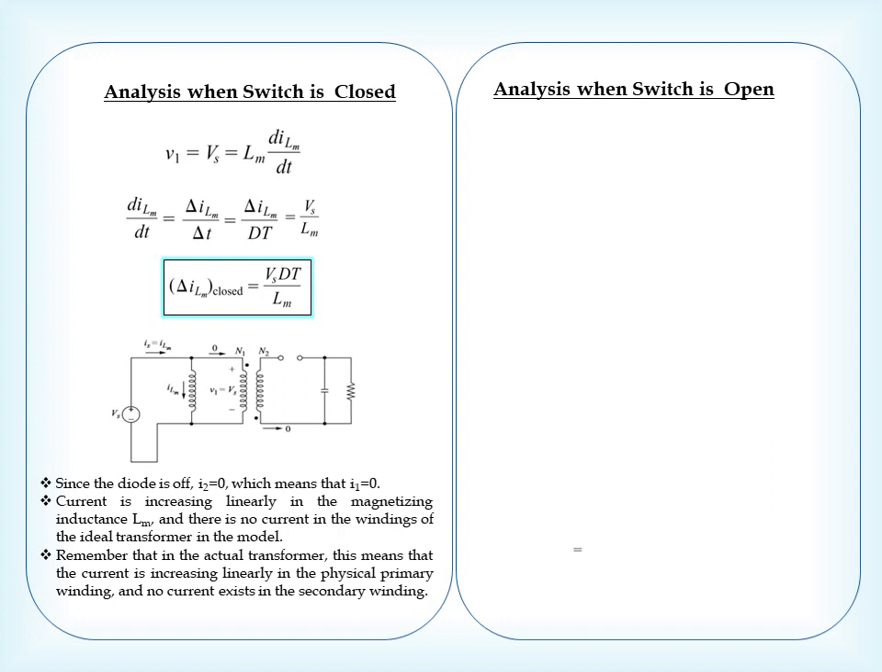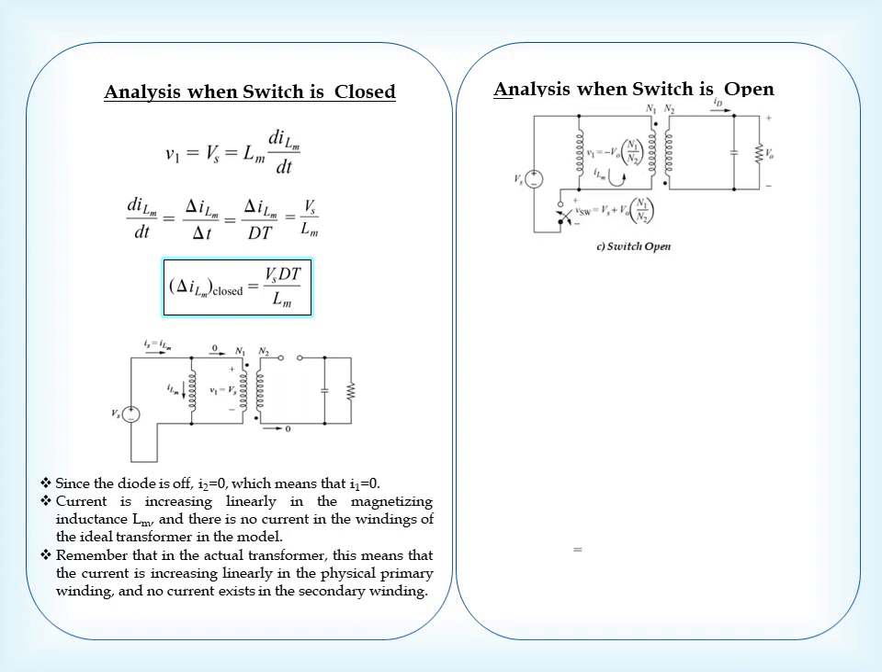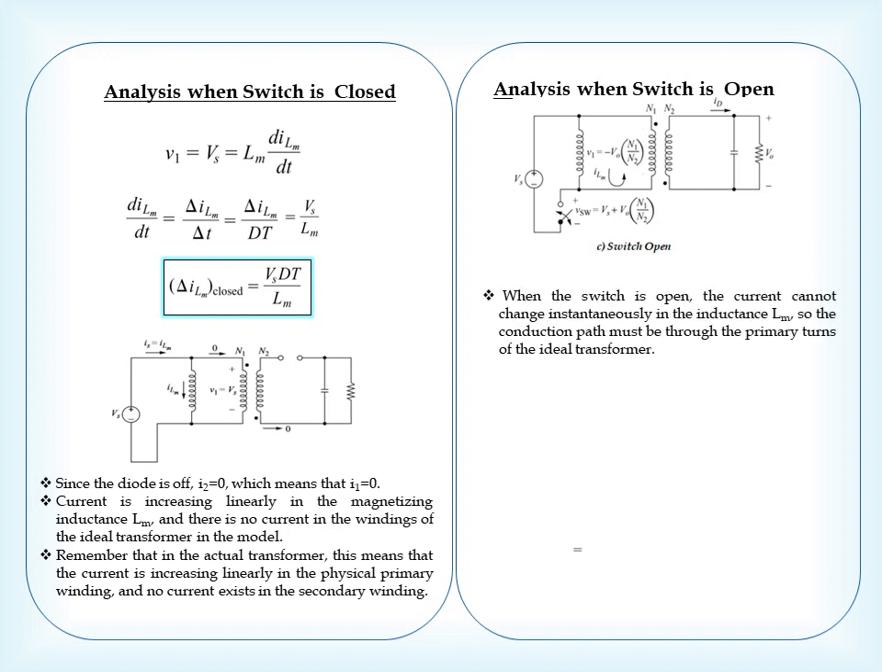Analysis of the circuit when the switch is open. This is the circuit diagram. We have already found that the primary winding voltage is equal to minus V0 into N1 upon N2. When the switch is open, the current cannot change instantaneously in the inductor Lm, so the conduction path must be through the primary turn of the ideal transformer. In this case, the diode is also forward biased due to the polarity developed across the primary and the secondary winding, and therefore the current flows through the primary winding and is induced into the secondary winding, and energy is transferred into the load.